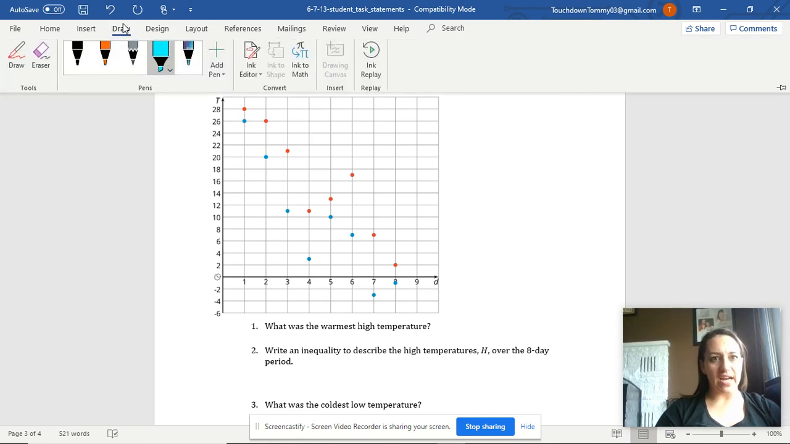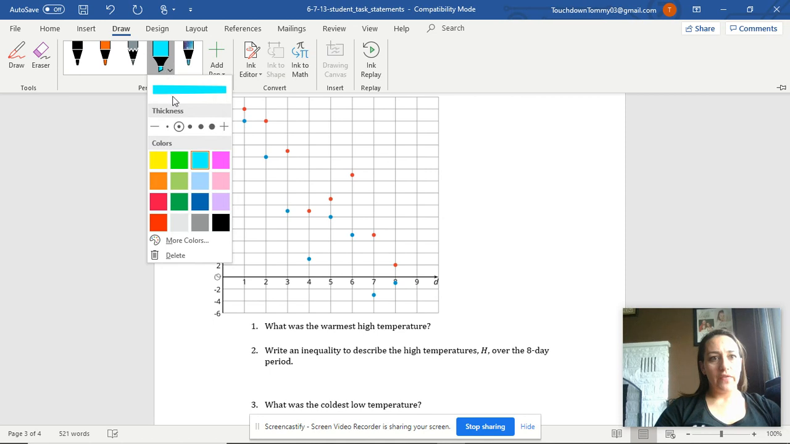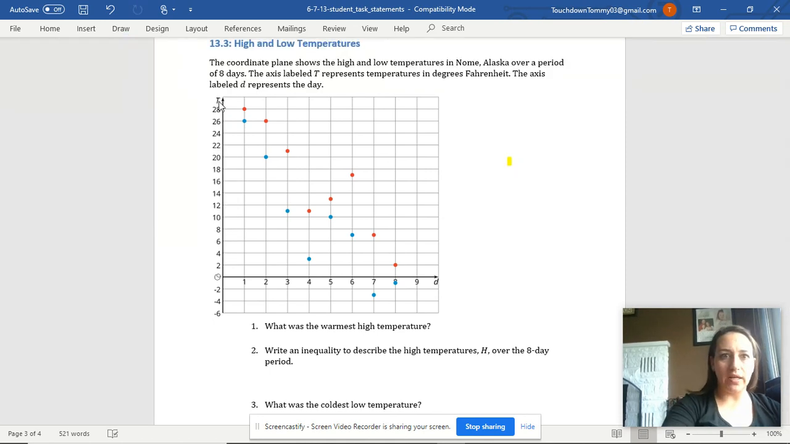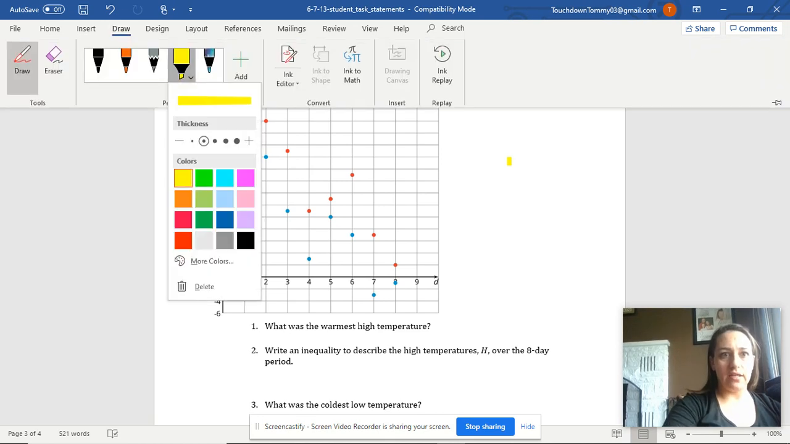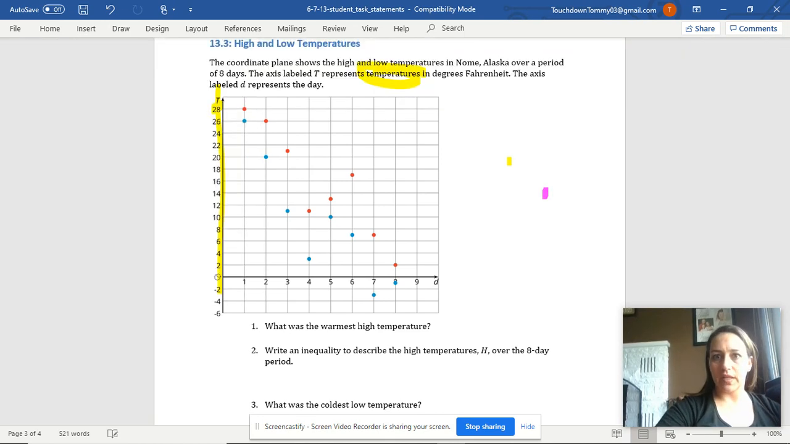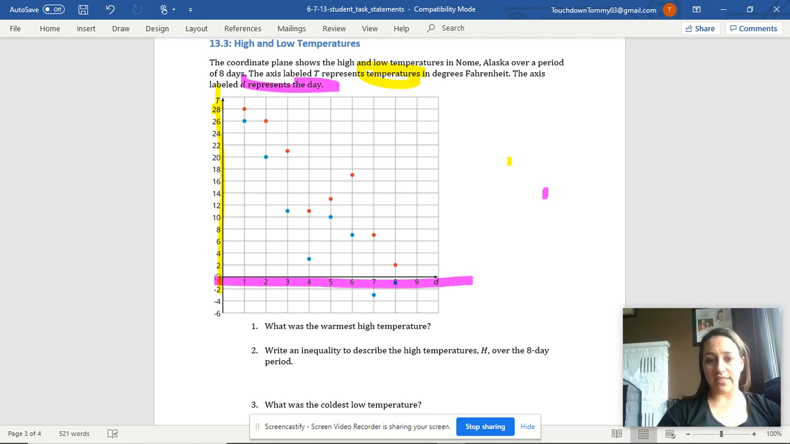So I am going to just highlight those two key features again, because I think it's important we know what's what. So our T, this whole row here, is the temperature, whereas the D is the day. So along this way, we're getting our days. Now, what was the warmest high temperature?